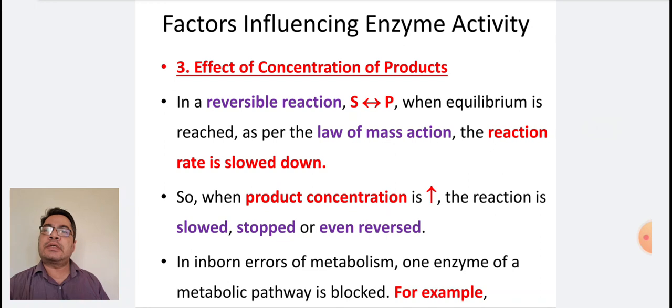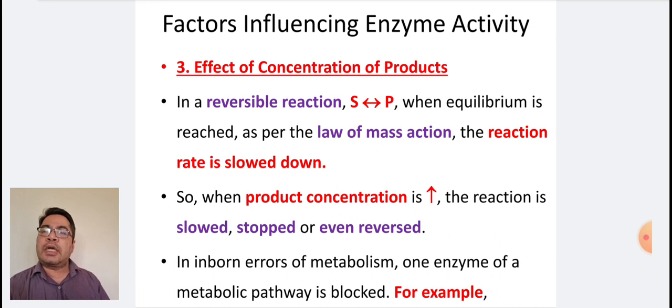Third factor is effect of concentration of products. In a reversible reaction, substrate is bidirectionally equal to product when equilibrium is reached as per the law of mass action. The reaction rate is slowed down. So when the product concentration is increased, the reaction is slowed, stopped, or even reversed.